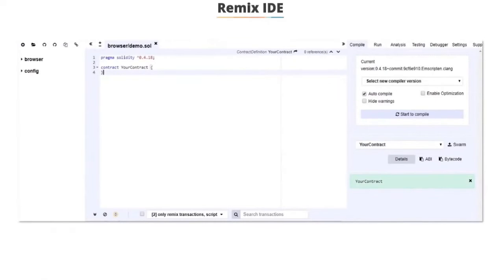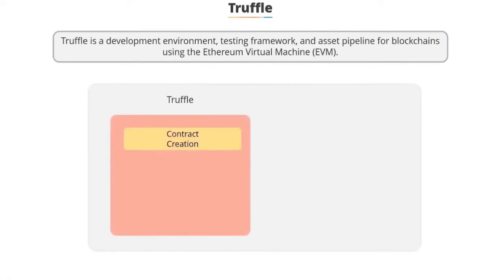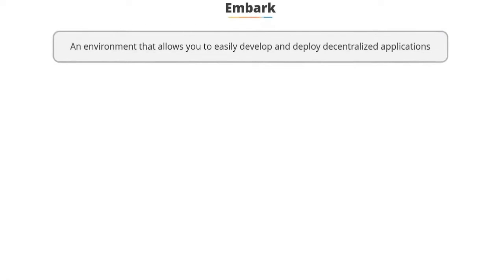Another popular environment is Truffle. Truffle is a development environment, testing framework, and asset pipeline for blockchains using the Ethereum Virtual Machine, or EVM. It helps users in developing smart contracts, publishing the contracts, and testing them. Then we have Embark. Embark is an environment that allows you to easily develop and deploy decentralized applications. It performs the following functions.